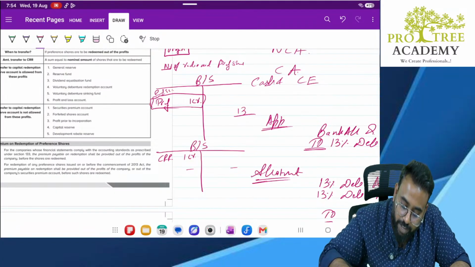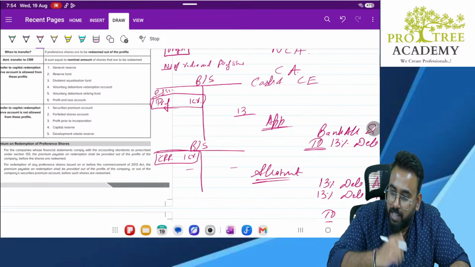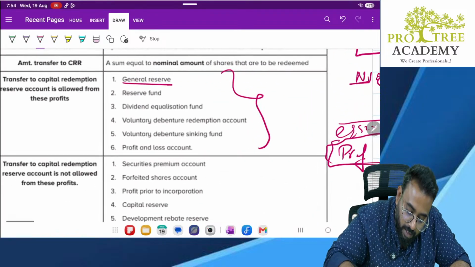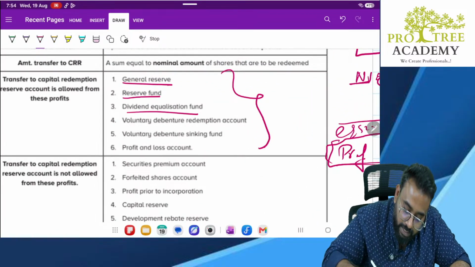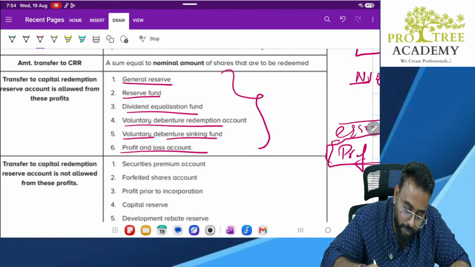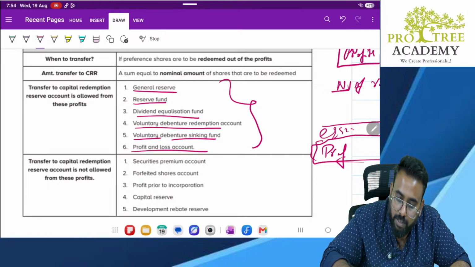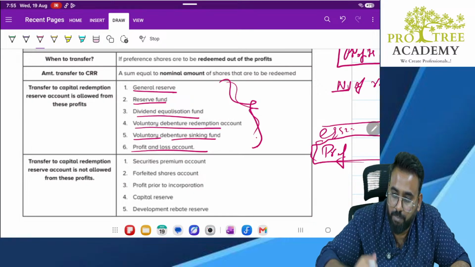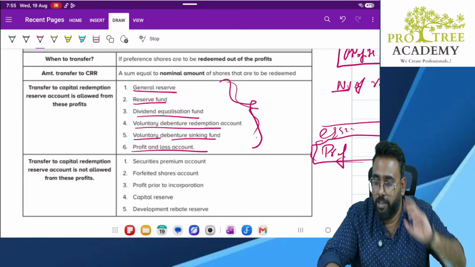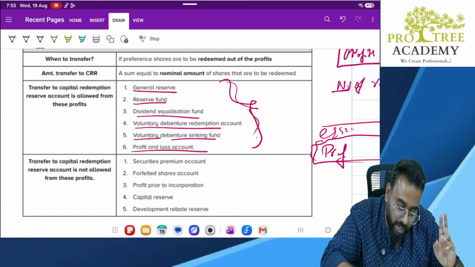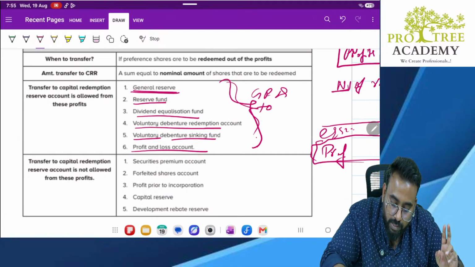Clear? Sir, from where will you create this CRR account? is the question. I will create the CRR account using these things: general reserve, reserve fund, dividend equalization fund, voluntary debenture redemption account, voluntary debenture sinking fund, profit and loss account. Clear? From this you can transfer the amount to CRR. Transfer means what? You remember share forfeiture account debit to capital reserve. Similarly, general reserve account debit to CRR.